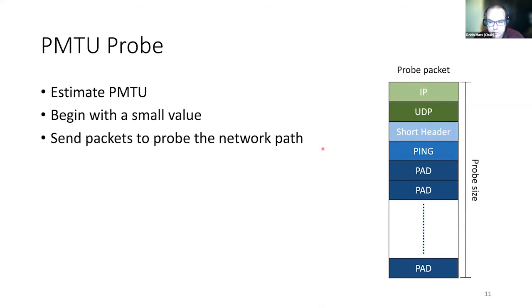Such a probe packet looks like this in QUIC. It starts with an IP and UDP header, of course, followed by a QUIC short packet header, and followed by a PING frame, which makes the QUIC packet ack-eliciting, and then followed by a number of PADDING frames to control the size of the probe packets.